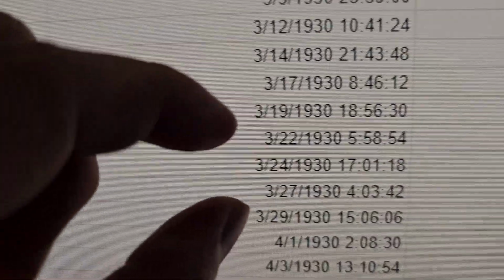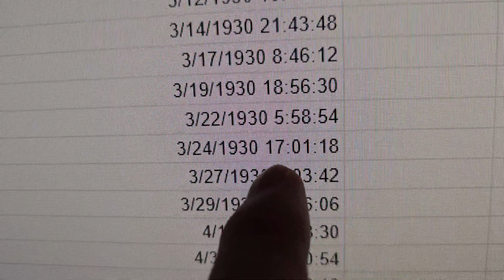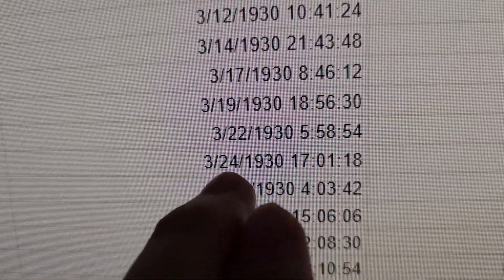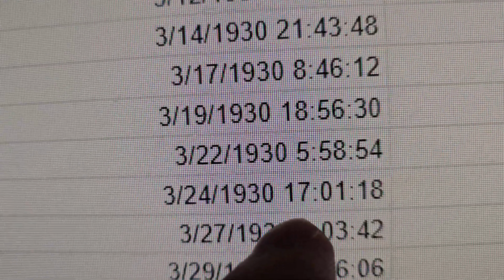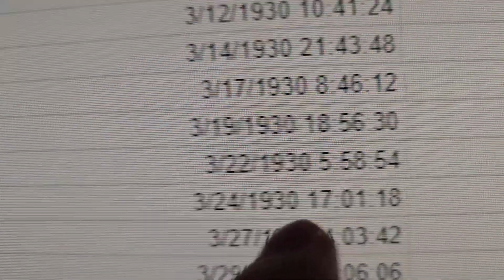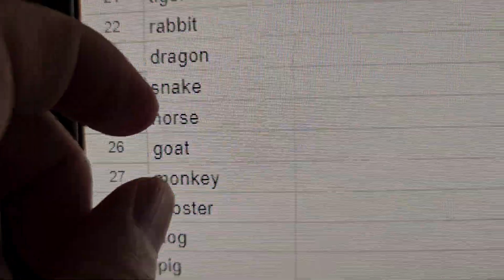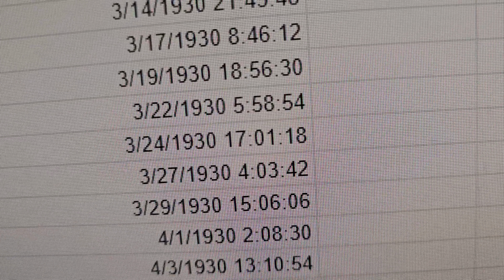date was born after 5:01 on March 24th. If someone was born at 5 p.m. exactly, then they are not a monkey. They're a goat. Okay? So these cutoff dates and times are extremely important.